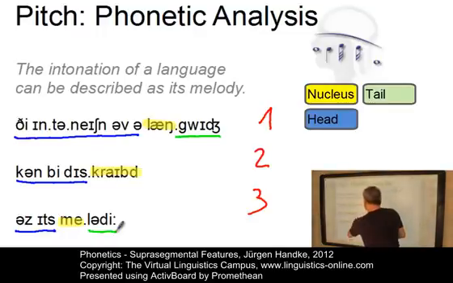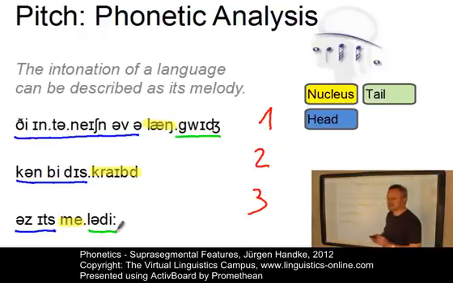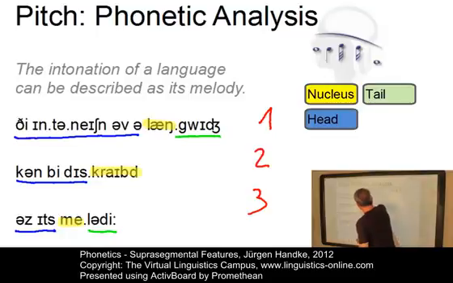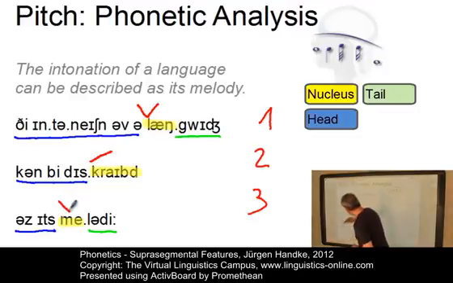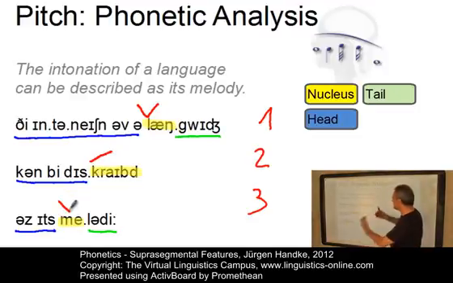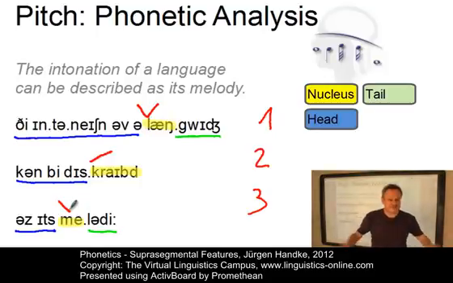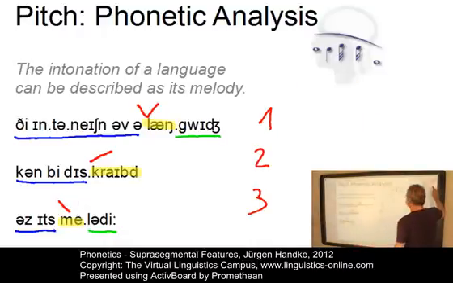The pitch associated with the nucleus is referred to as the nuclear tone. So the tone we have in the first example, the intonation of a language, is possibly a fall rise. Can be described is just a rising tone, and as its melody is a falling tone. So this then is a phonetic analysis of pitch, or a phonetic analysis of intonation. Let's look at length next.